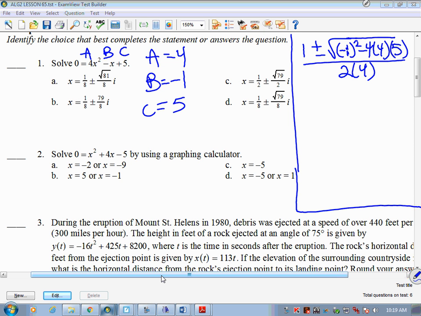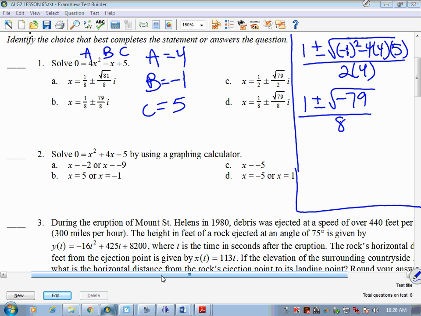The first thing that we want to do is simplify what is inside the square root. So what is -1 times -1? 1. Okay? Then I have minus 4 times 4 times 5. So what is -4 times 4? -16. What's -16 times 5? -80. So what I have is 1 minus 80. Okay, what is 1 minus 80? Minus 79. Is that right? Minus 79. And what is 2 times 4?